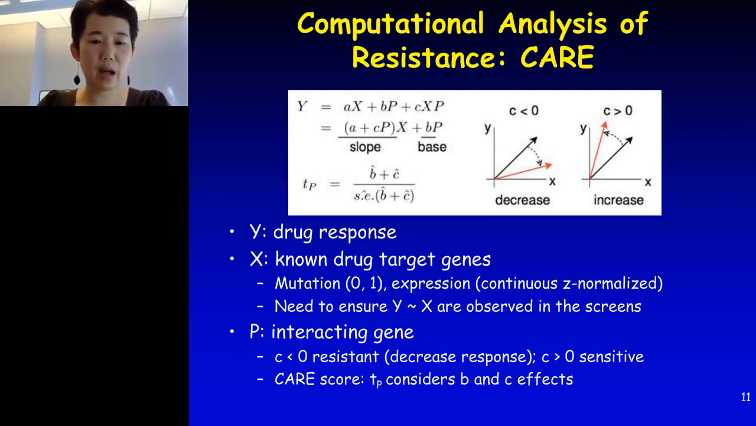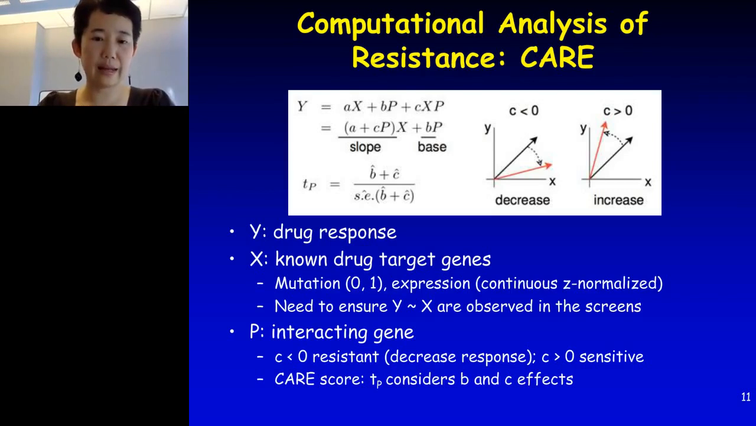And so here we are hoping to identify, or at least evaluate, every other gene P in this regression model. So P is another interacting gene. By itself, it has a coefficient B in here, which says maybe another gene always has some effect on the drug sensitivity, but in addition, we care about this last term in the regression model, the C times X times P. C is the coefficient, X is the mutated or the target gene status, and P is the interacting gene.